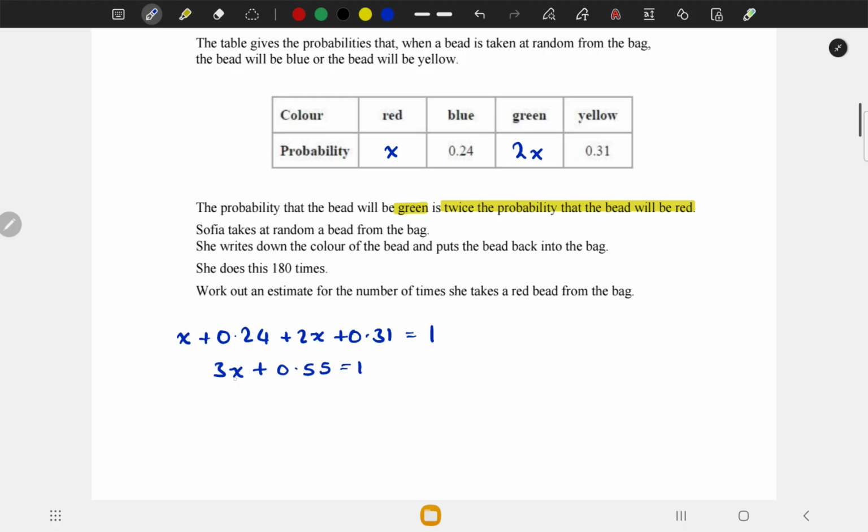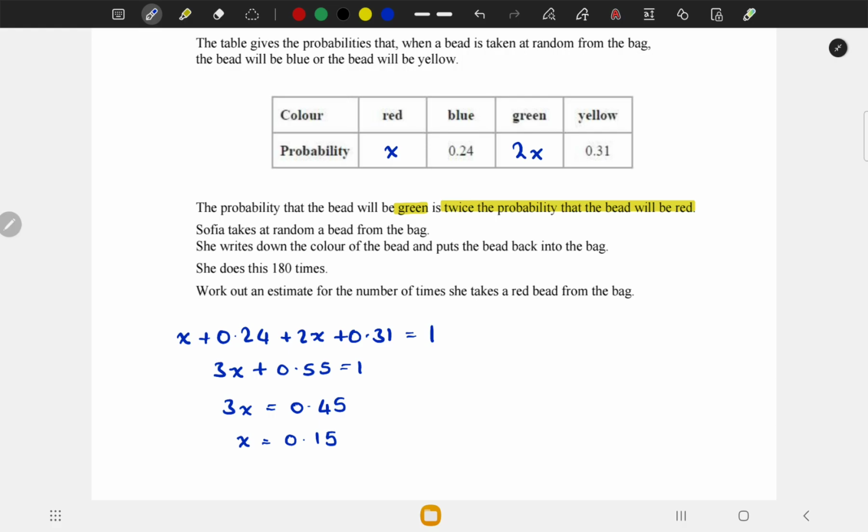I'm going to go ahead and try solving this. I move the 0.55 onto the other side, which means I'm doing 1 minus 0.55, giving me 0.45, and then I divide both sides by 3, and that tells me x is 0.15.